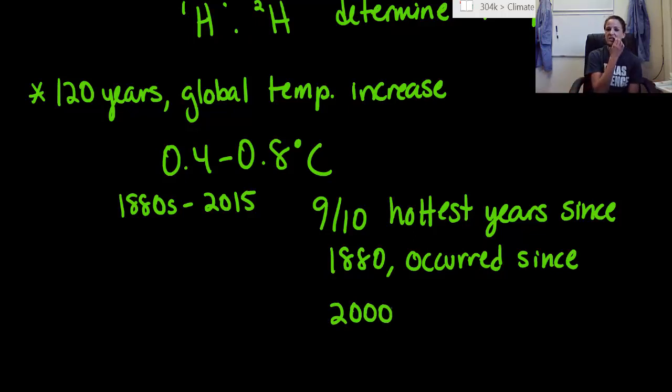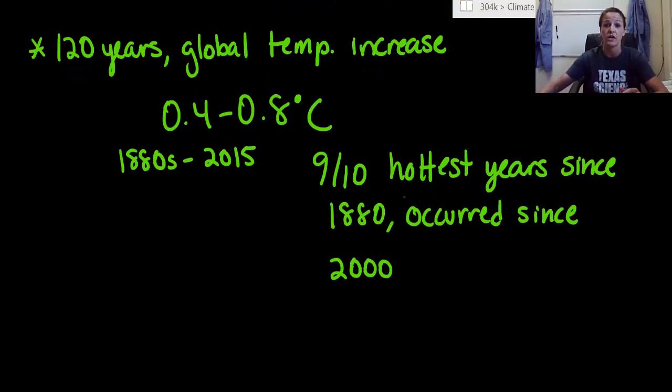So just in case that didn't make sense, in the last 15 years, we have had 9 out of the 10 hottest years since we've started measuring temperature back in the 1880s. That is a lot. We have seen a significant increase in our temperature here globally, and that's very, very important. So don't forget about that one fact when you try to negate this and say, it's just 1 degree.